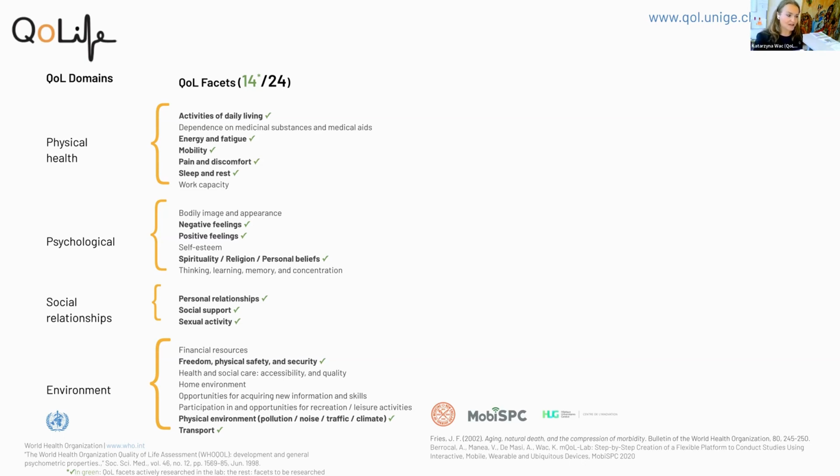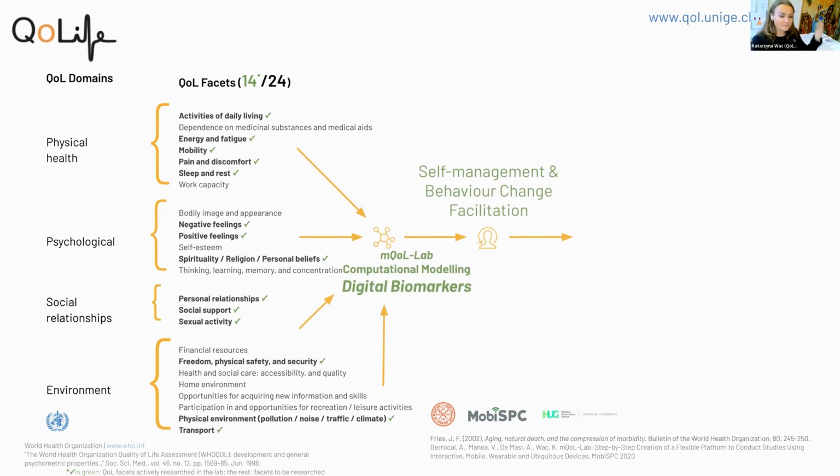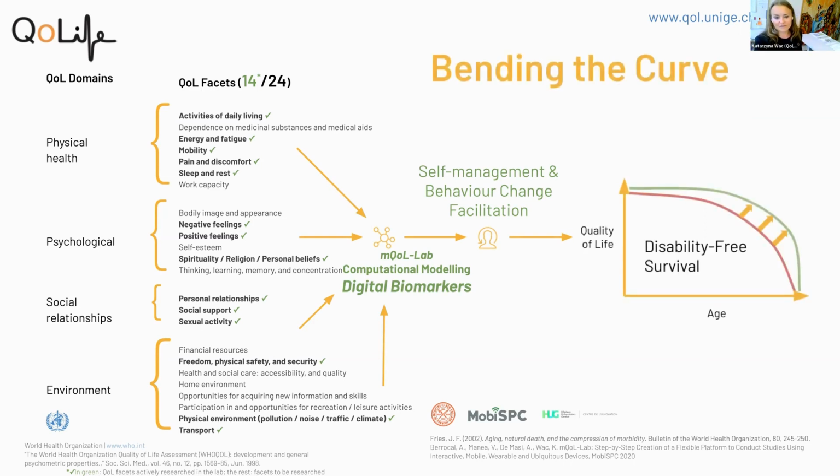And I'm happy to say that as of today, the lab exists more than 10 years. We are researching and doing computational analytics of 14 out of 24. And one day I'm hoping to say, wow, 24 out of 24. There's also a more holistic model, because in different projects we take domains like activities of daily life or mobility or sleep as separate domains, evaluate them, and develop computational models called digital biomarkers. In many projects we look into how to monitor something in order to facilitate behavior change, and hopefully bend the curve of quality of life and let us be happier and healthier for longer.